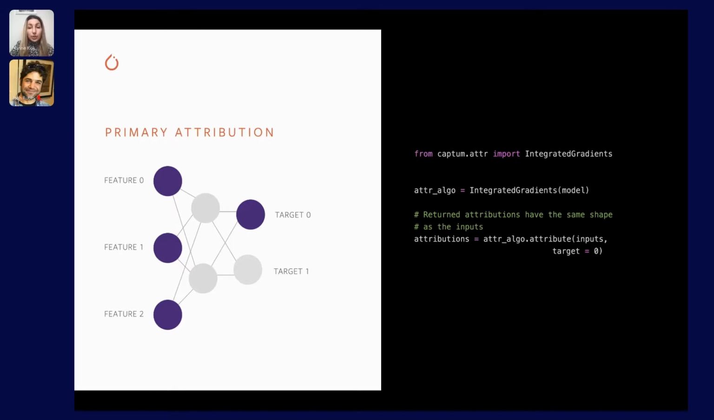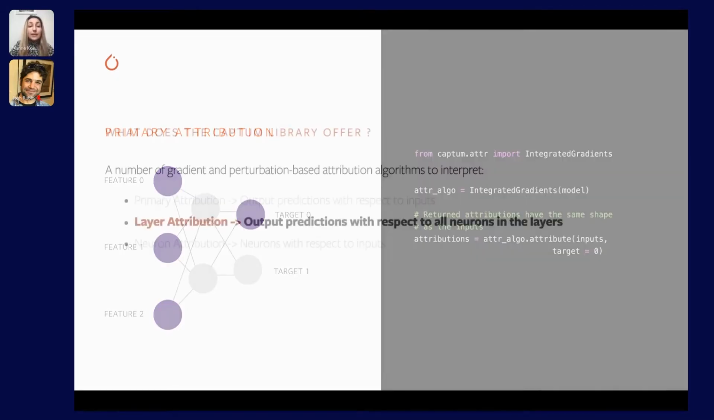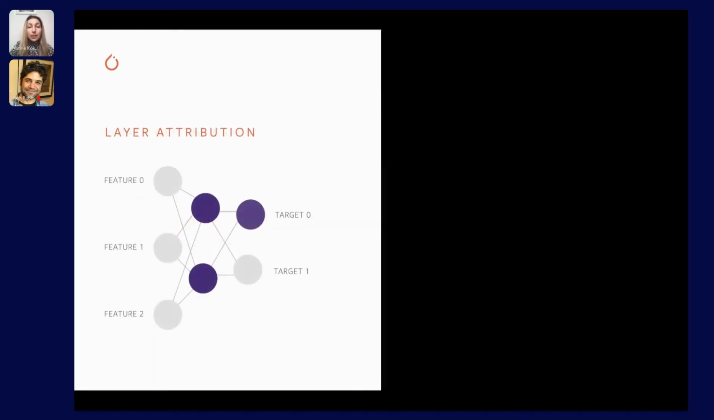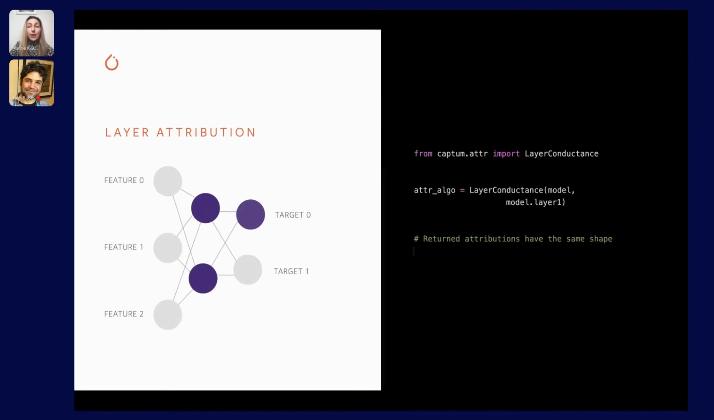feature 0 to feature 2. The second group of attribution algorithms helps us to attribute the output predictions to all neurons in an internal layer. These are called the layer attribution methods. And here we show how we could use one of our layer attribution methods, such as layer conductance, to attribute the output target prediction, target 0, to all neurons in an internal layer.